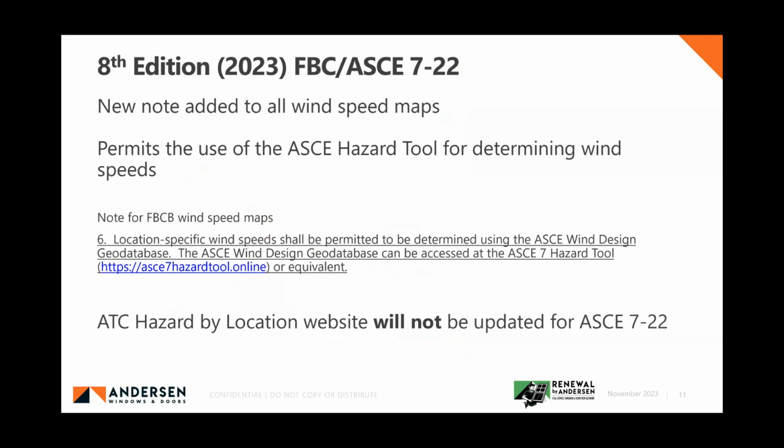This is probably a subtle change, but it's really important in terms of how we determine our design wind speeds. There've been a couple of tools available for a number of years now. I think the one that people are most familiar with is the ATC Hazards by Location tool. Most of you have probably seen it or used it. It's a free site as well. You put in an address or coordinates, and it'll give you a site-specific wind speed.